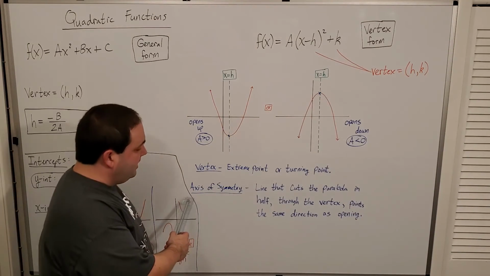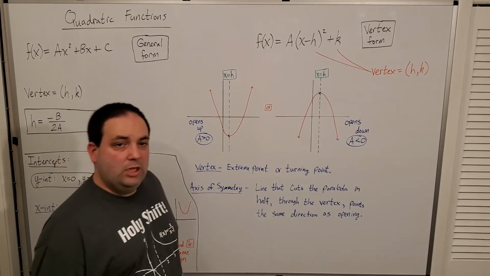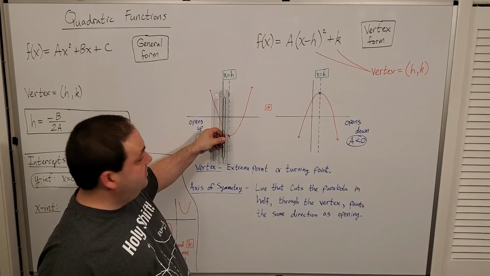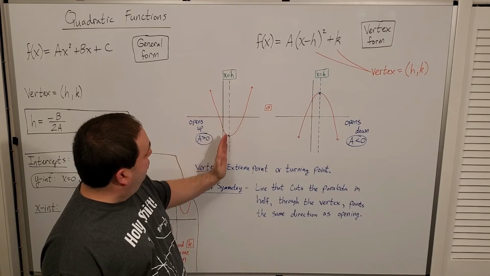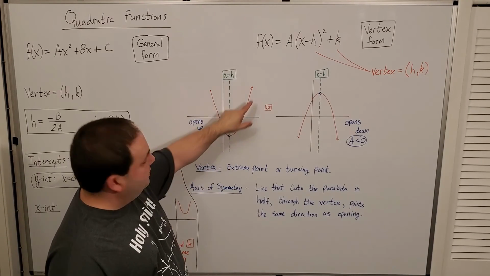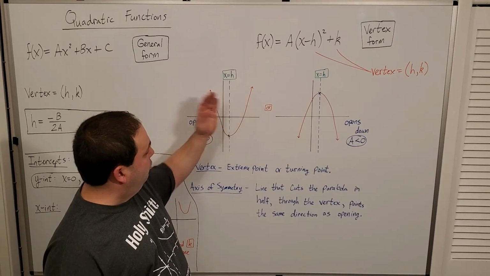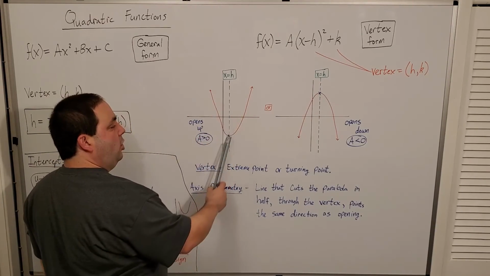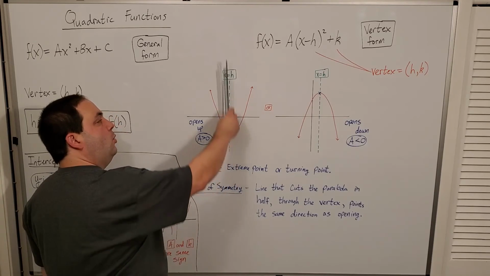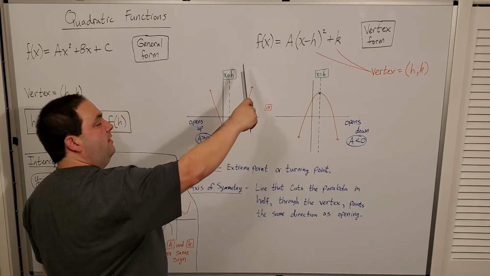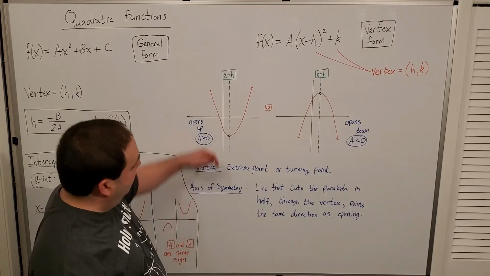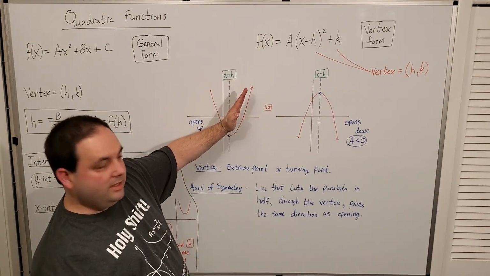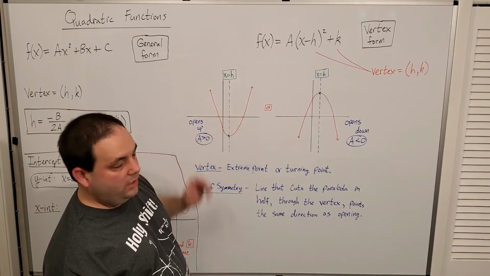The axis of symmetry is the invisible line that acts as the halfway divider of this thing. If you cut this parabola in half, the two sides are symmetric around it. They're mirror images of each other, half and half. The axis of symmetry always goes through the vertex, and it always points in the direction that the parabola is opening. Technically, it's pointing in the other direction too, but what I mean is it's not a line going like this or horizontal or whatever.